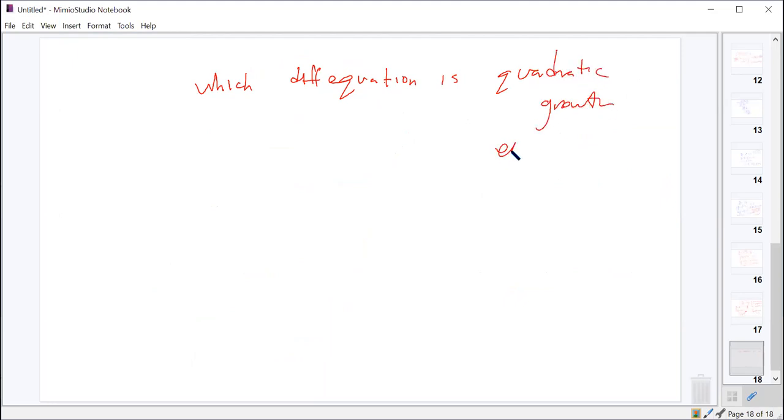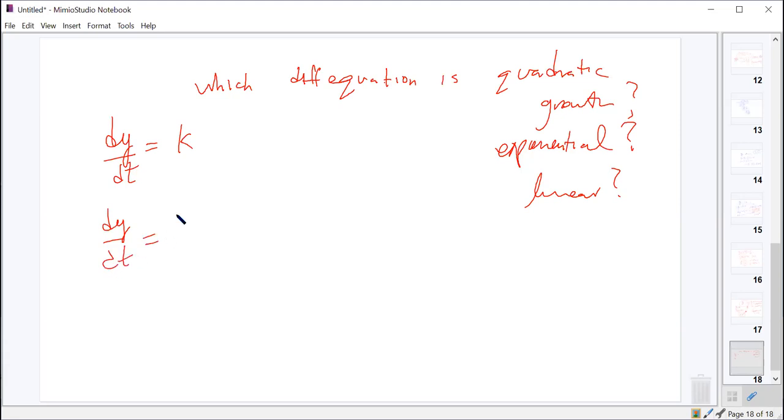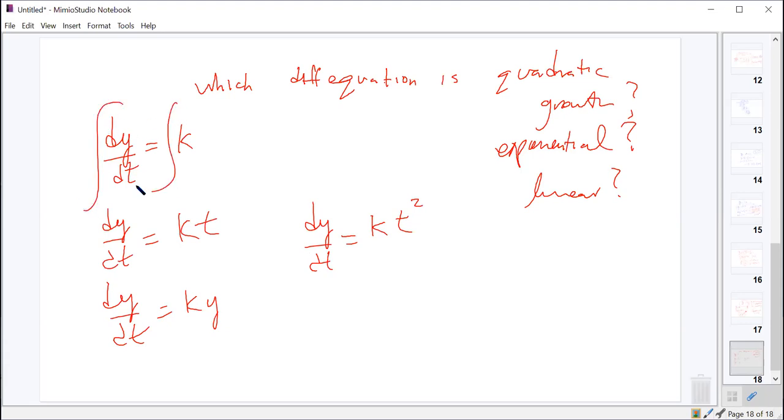Or they might ask which one is exponential growth, or which one is linear growth, or any sort of thing. So I'm going to put a couple different differential equations here: dy/dt equals k, dy/dt equals kt, dy/dt equals ky, dy/dt equals kt squared. We should be able to determine which of these models each type of growth just by integrating each piece.